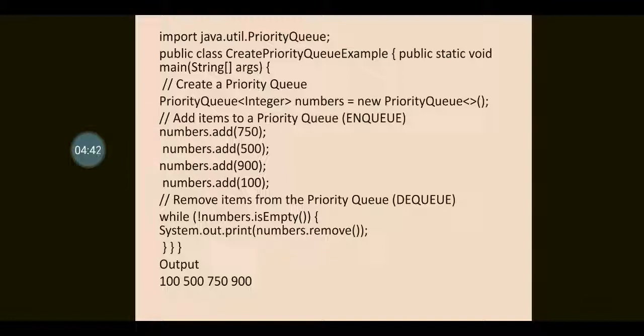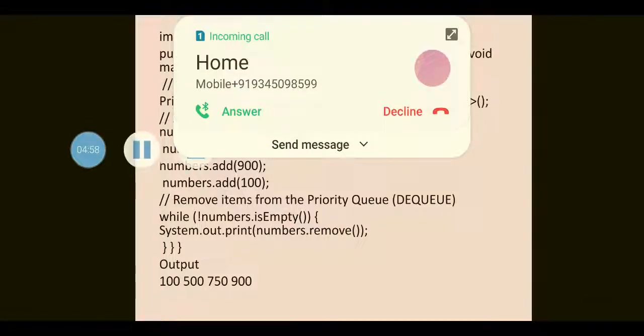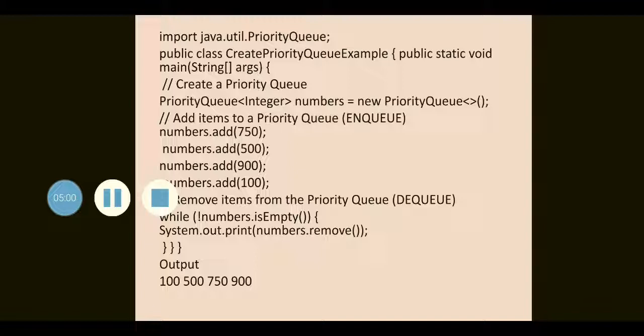So let us have an example. Import java.util.PriorityQueue. You can give import java.util.* also. So this is the class name followed by the main method, and then PriorityQueue with Integer data type, and numbers is an object, new PriorityQueue().